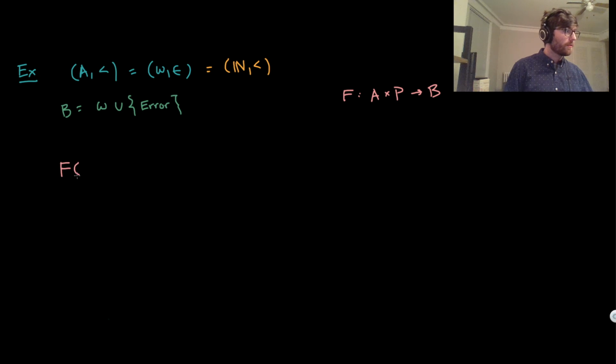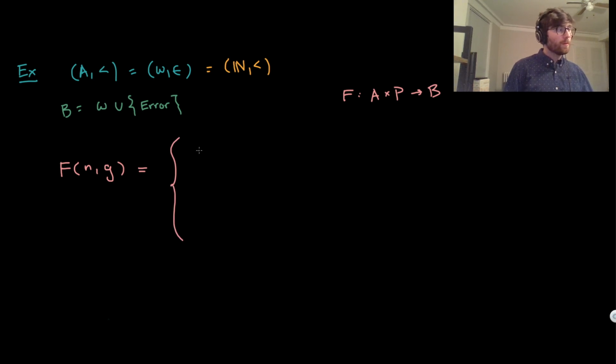So we're going to try to define the Fibonacci numbers. Well, f is going to take two inputs. It's going to input a natural number and a partial function. And what's the output going to be? Well, it's going to be a definition by cases.